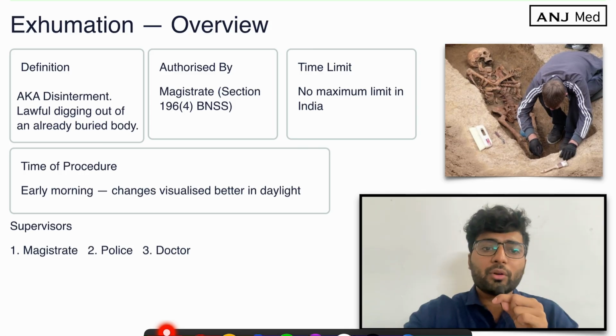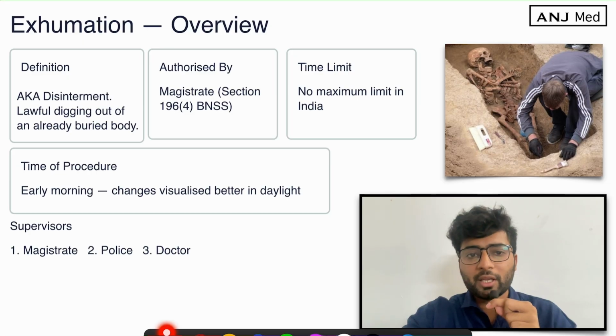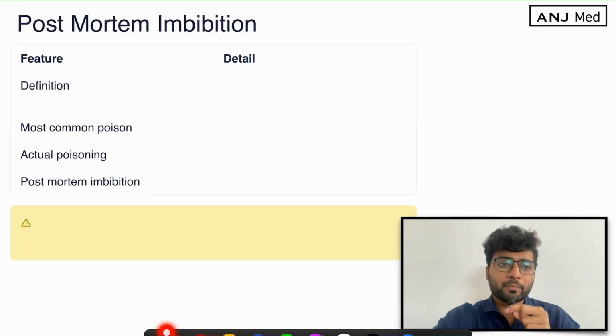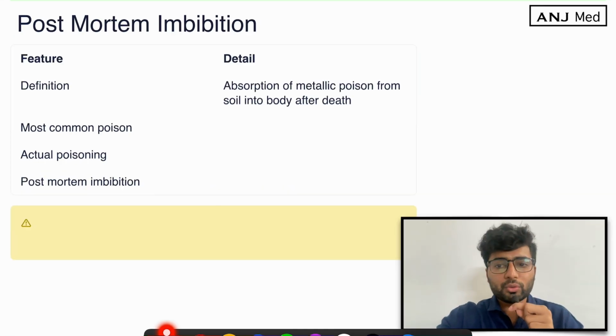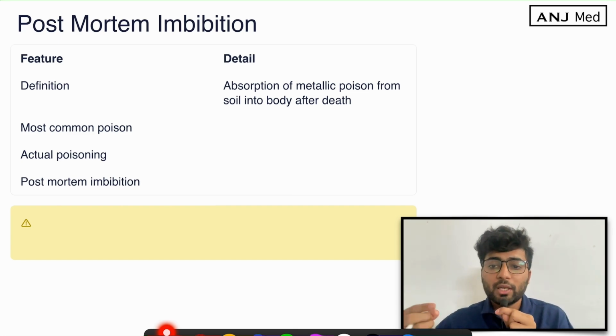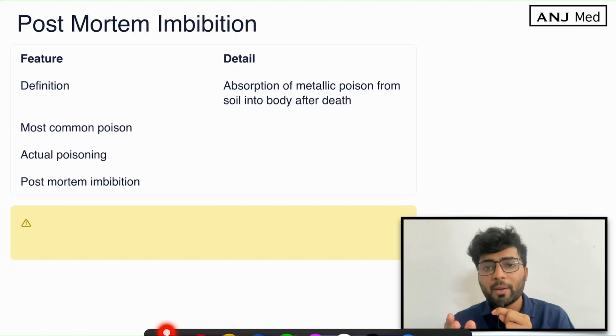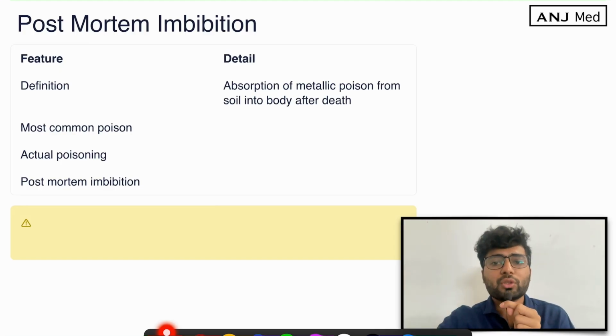Procedure time is early morning, because you can see changes better in the daylight. Obviously we are not doing anything at midnight or evening when we can't see anything, right? So if you want to see the proof or any findings, we need to do it in the early morning. Now what is post-mortem imbibition? See, whenever the body is buried for a long time, if there was any poison inside the soil, it would have been absorbed by the bones, right? So absorption of metallic poison from soil into the body after death is post-mortem imbibition.